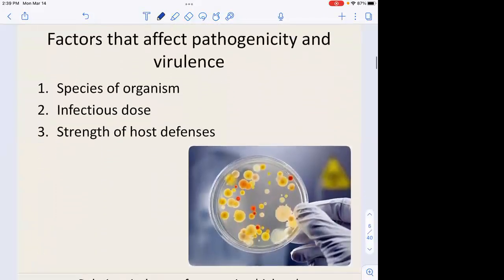Okay, so what other factors do we need to think about? Well, what species of organisms are we talking about? How many of them is the host exposed to, and how healthy the host is in general.